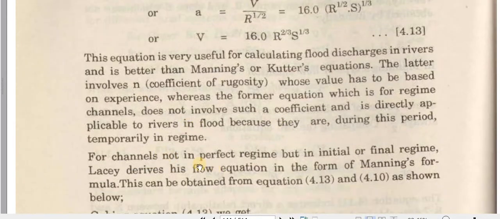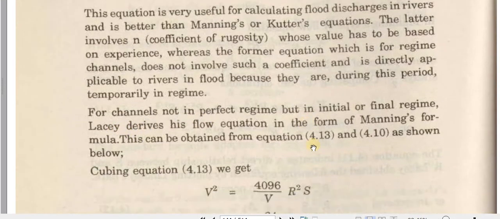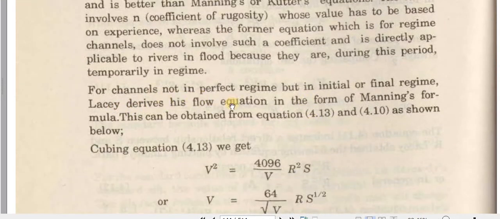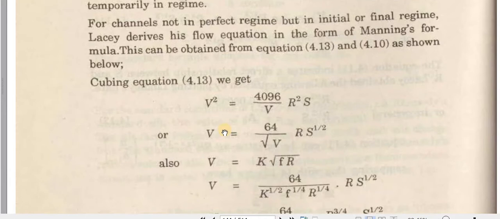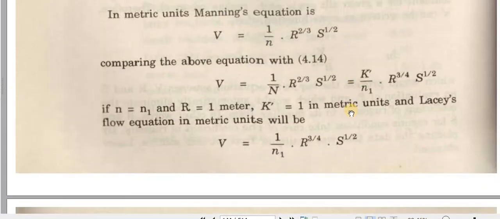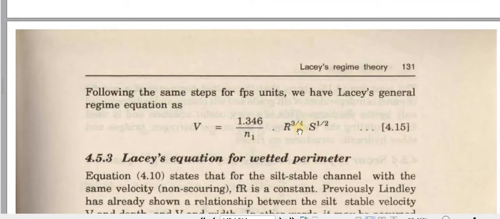And for channels not in perfect regime but in initial or final regime, Lacey derived flow equations. So if a channel is not in true regime, it is in initial or final regime, and he derived equations for it. You can use these equations like equation 4.14, and we will use them in numericals. Equation 4.15 is also very important, which includes the Manning n value.